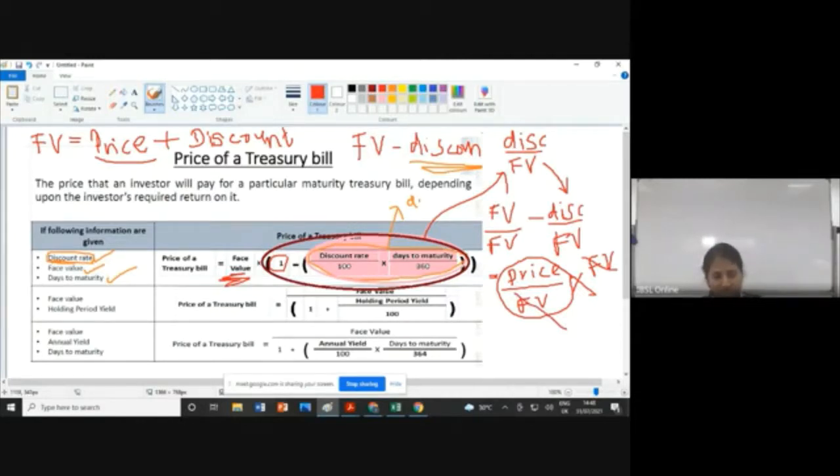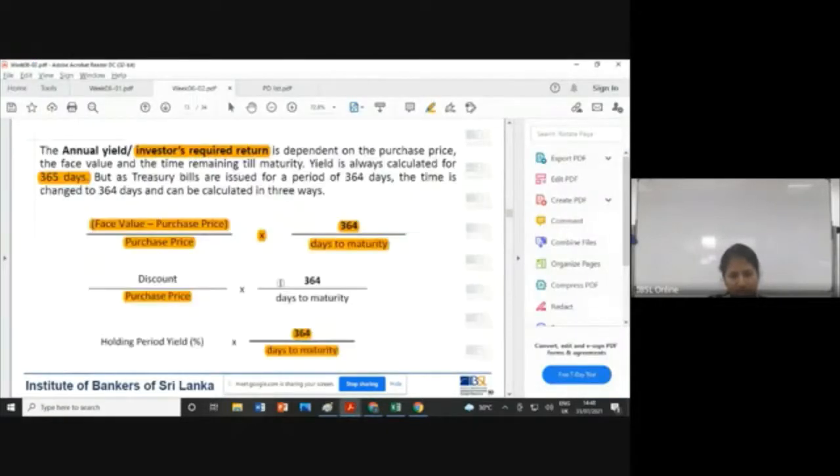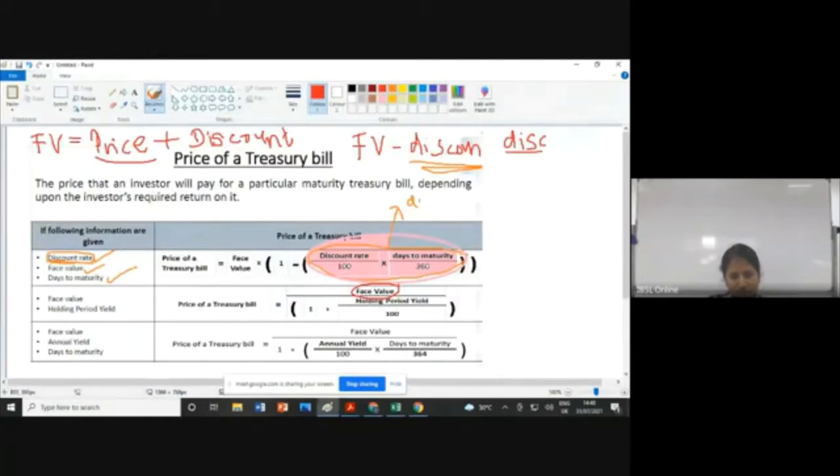Okay. So what are the three pieces of information you need to have? You need to have the discount rate, which is annualized, face value, and days to maturity. Let's say you only have face value and the holding period yield. We know holding period yield is not annualized. So by simply converting the formula, let's say holding period yield is 6%, by just adding 1 plus 6% and dividing the face value by that, you end up at the price of a treasury bill.